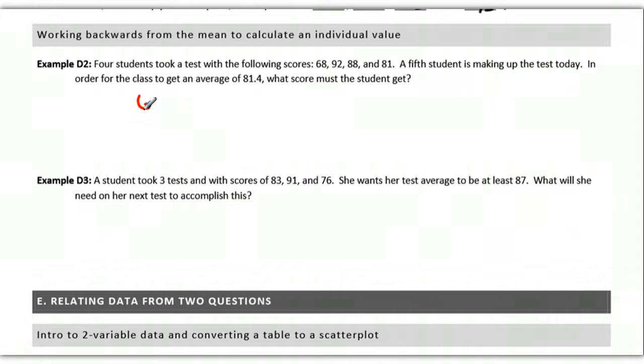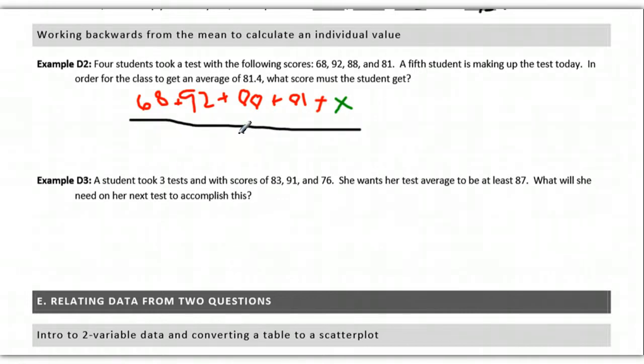But now we're going to take these 4 numbers here, 68, 92, and we don't need to have them in any particular order, 88, and then 81, and we're also going to add in a mystery number, which we usually call x. We're going to divide this all by, well, we now have 5 values, so we're going to divide it by 5 to find the average. And the average is supposed to be 81.4.